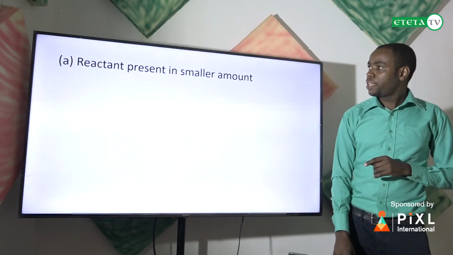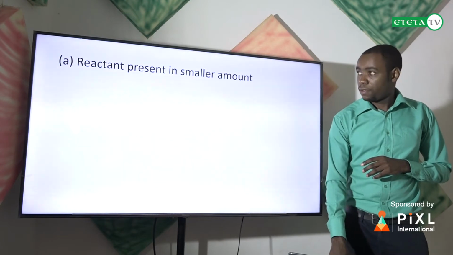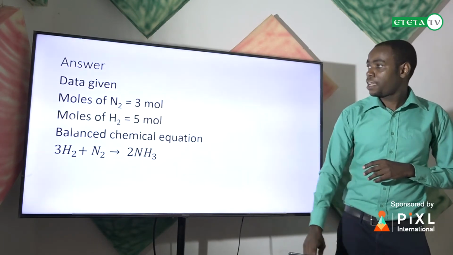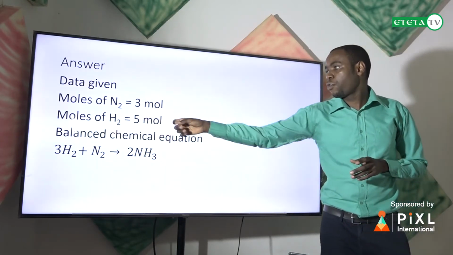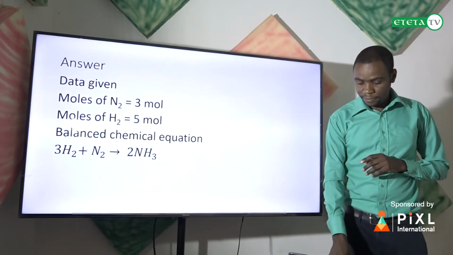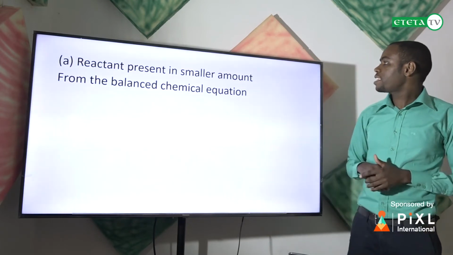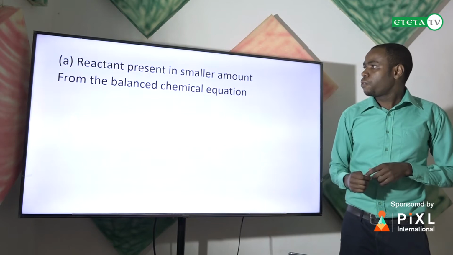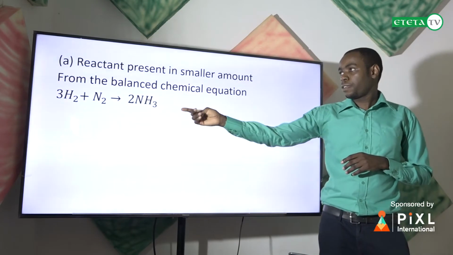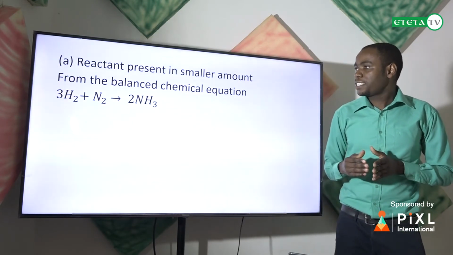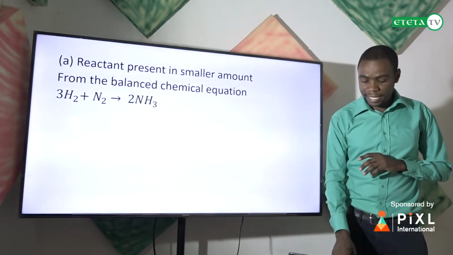Now, starting with letter A, reactant present in smaller amount. Remember, from the data given here, you have been given 3 moles of nitrogen gas and 5 moles of hydrogen gas. To find which reactant is present in smaller amount, we are going to use the balanced chemical equation. The balanced chemical equation is this one: 3 moles of hydrogen gas combined with 1 mole of nitrogen gas to give 2 moles of ammonia gas.